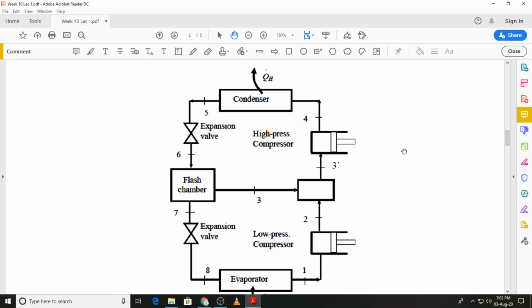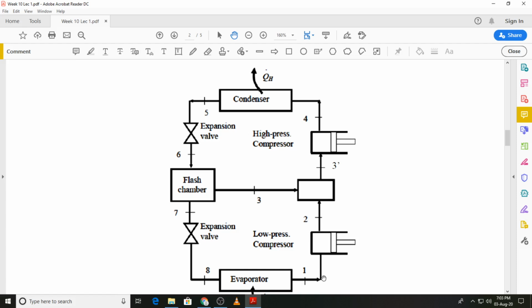If you look at this schematic diagram, you can see the condenser, and then we have the expansion valve, and we have a flash chamber at an intermediate pressure, and from the flash chamber the flash gas will separate out, which will be at state 3, and the liquid will then be throttled to the evaporator pressure from state 7 to state 8, and then it will absorb the heat from the refrigerated space, and it will be at state 1.